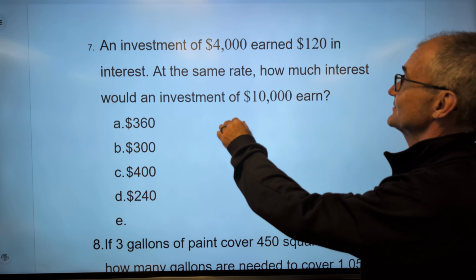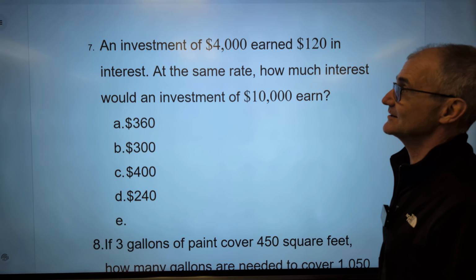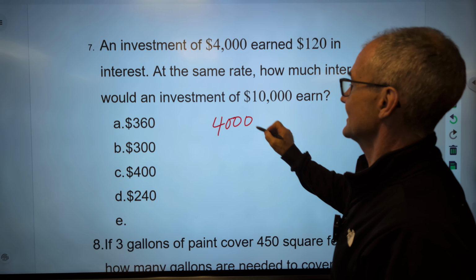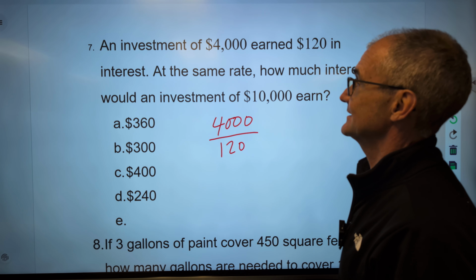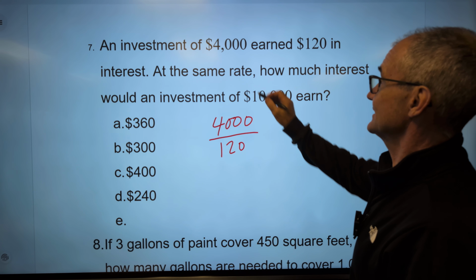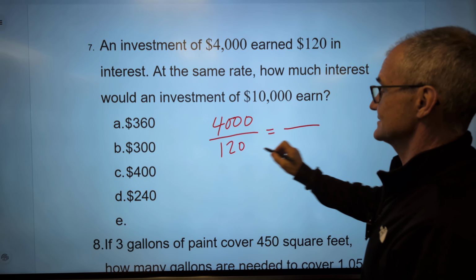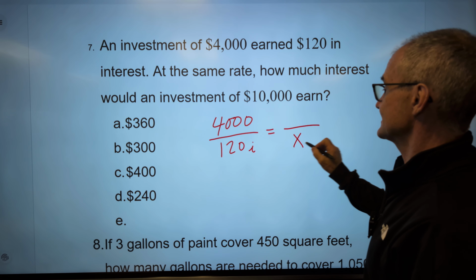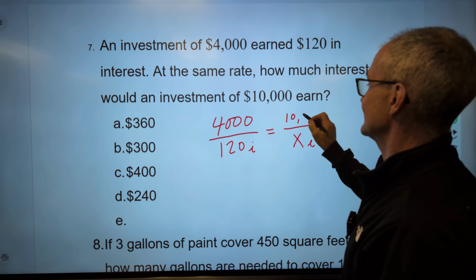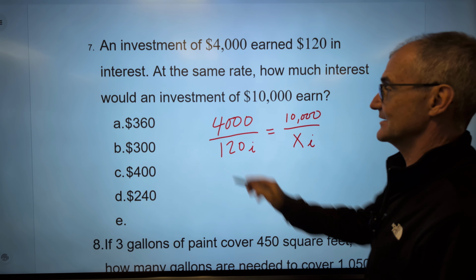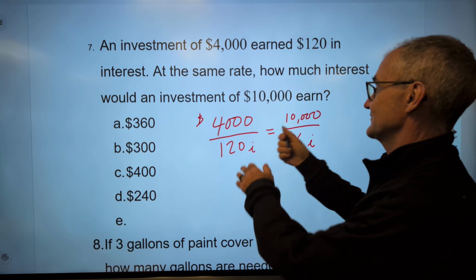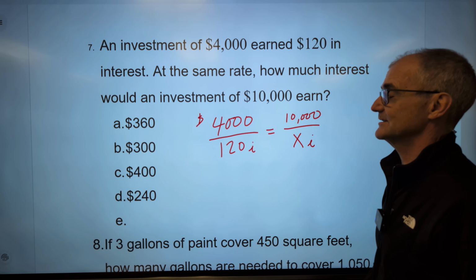An investment of $4,000 earned $120. That's a ratio. $4,000 earned $120 in interest. So this is principal, interest, at the same rate. How much interest would a principal of $10,000 earn? So if I have $4,000, I earn $120 in interest. If I have $10,000, what do I earn in interest?